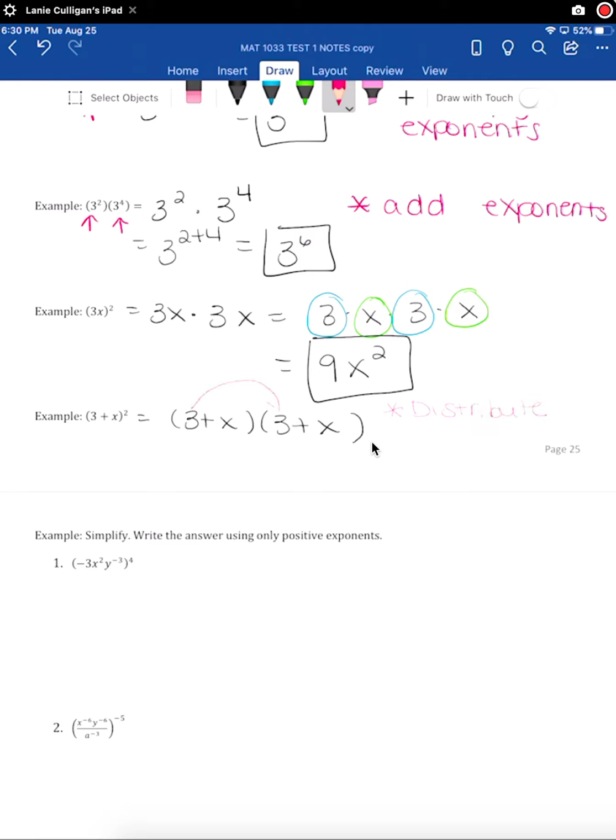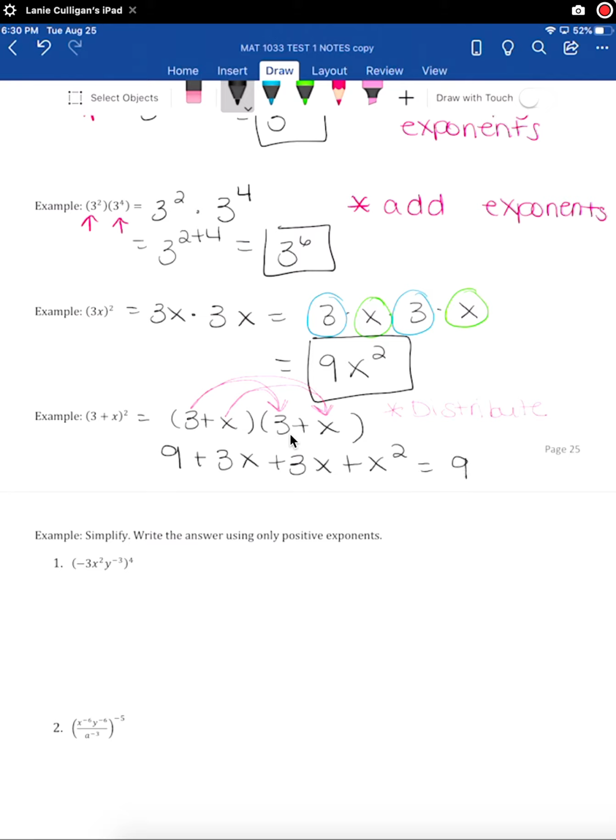So 3 times 3 will give us 9. 3 times x will give us a positive 3x. Notice my 3 went to both terms over here. I distributed my 3 to both terms. Now same thing with the x, distribute x to both terms. So x times 3 will give us another positive 3x. And last but not least, x times x, which will give us a positive x squared.